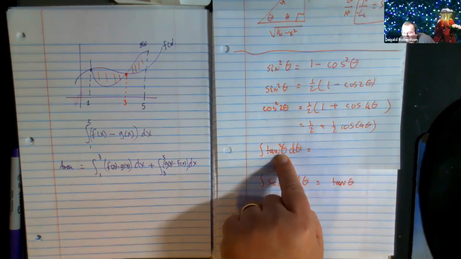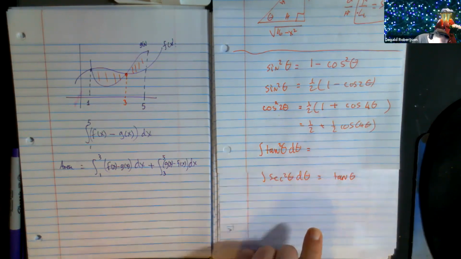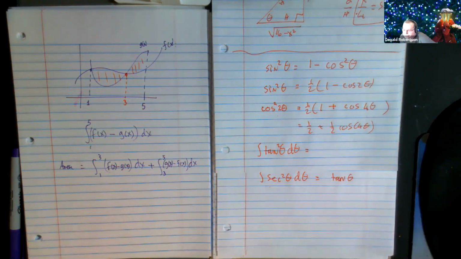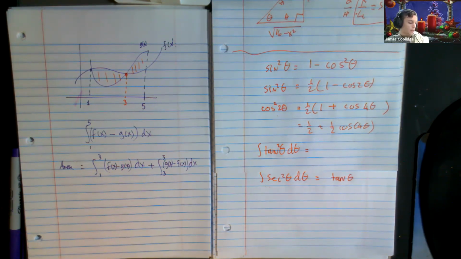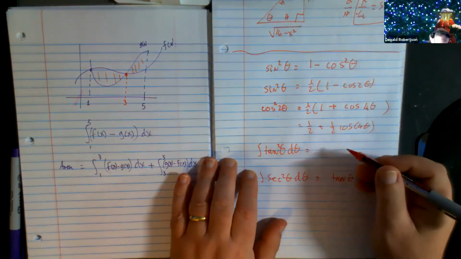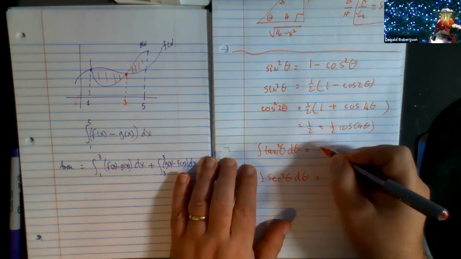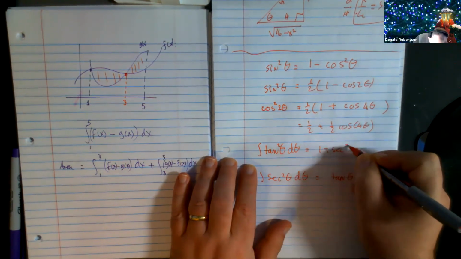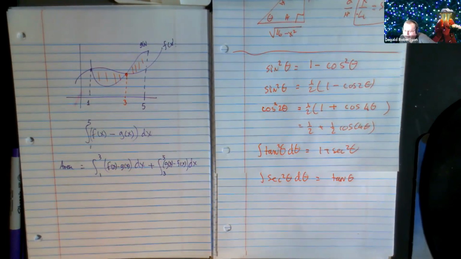I need to know what identity to turn tangent into. Tan squared equals secant squared minus 1. So you're saying secant squared plus 1, or 1 plus secant squared. Okay. You see, it now makes the job of integration relatively simple.